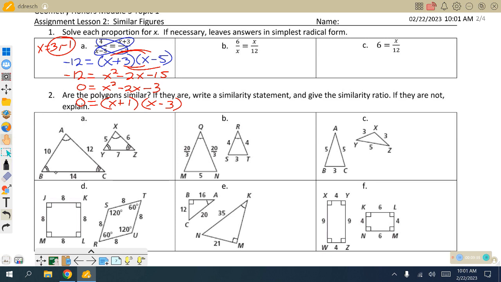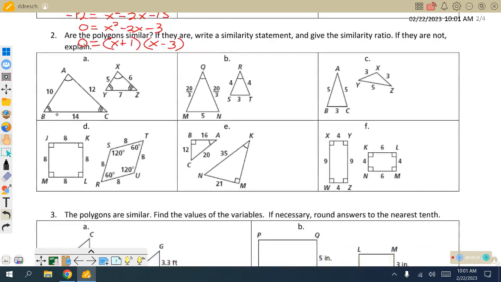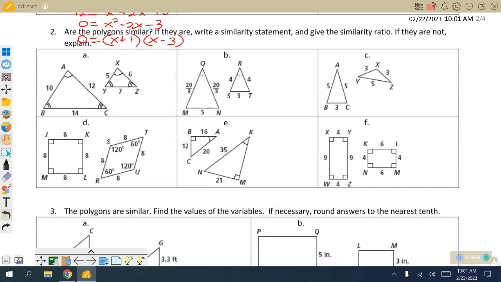The first thing I notice here is on that top row, A, B, and C of number 2. Letter C is not going to be possible. Letter C is not going to be enough information for us. Do you have any information about the angles on letter C? That's the first thing that jumps out to me. I have no angle information. Corresponding angles are not congruent. So letter C is going to be a no, not similar.